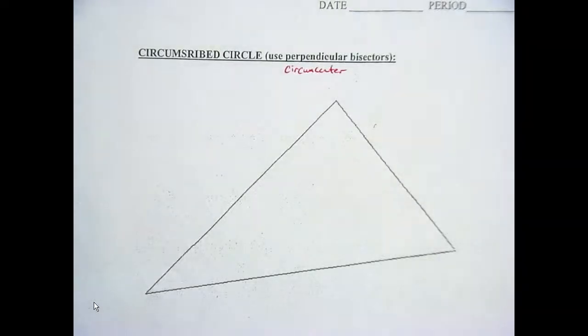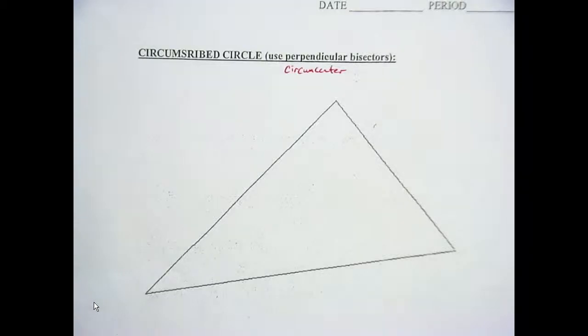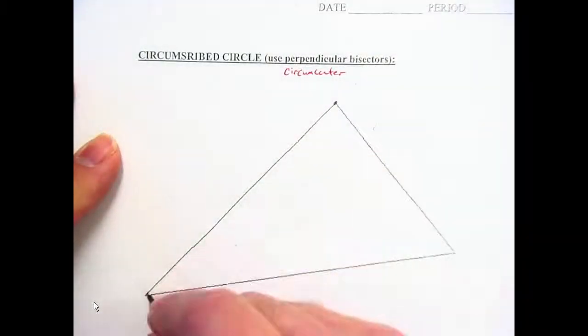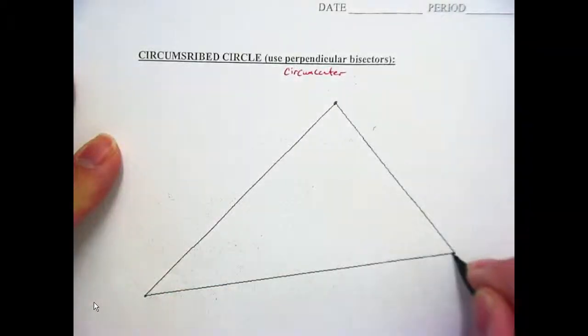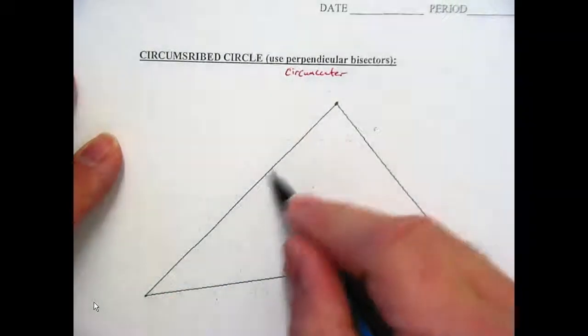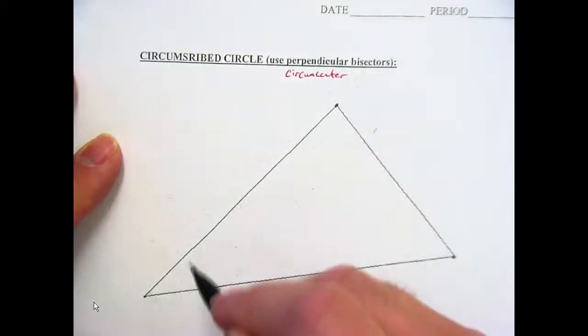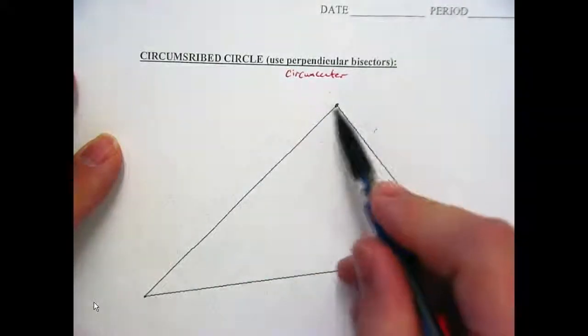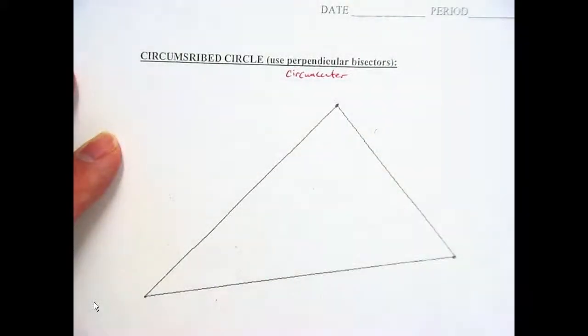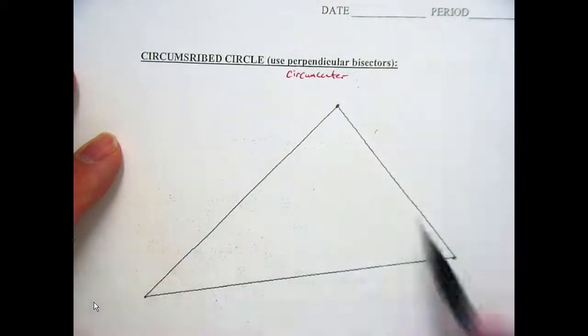A circumscribed circle means it goes around the outside. In order for it to go around the outside, our circle has to hit all three of these points perfectly. So rather than the circle being inside hitting the sides perfectly, like our previous inscribed one, this one's going to go around the outside of the triangle. Okay, it's going to hit all three of these points equally.